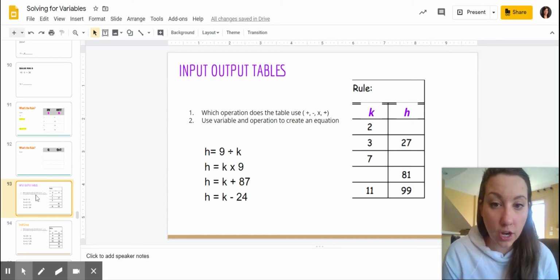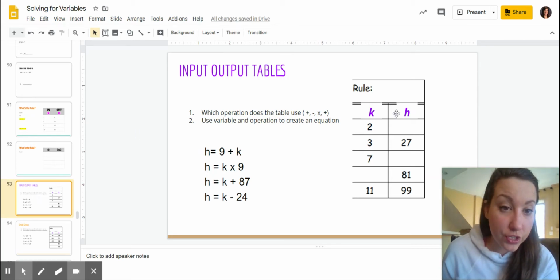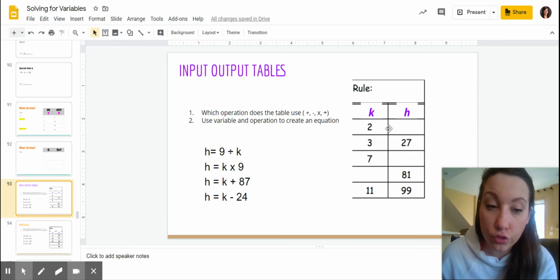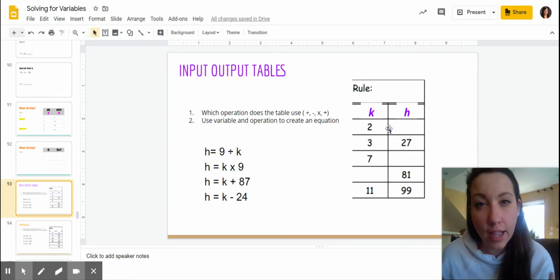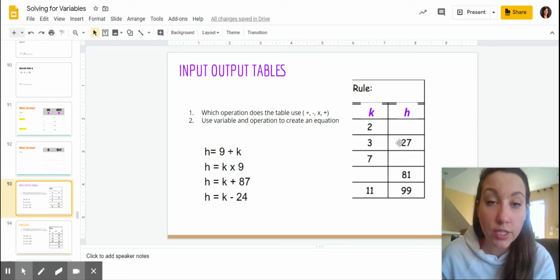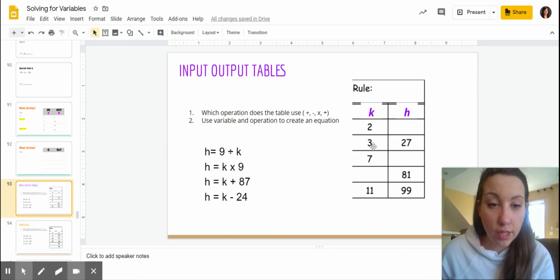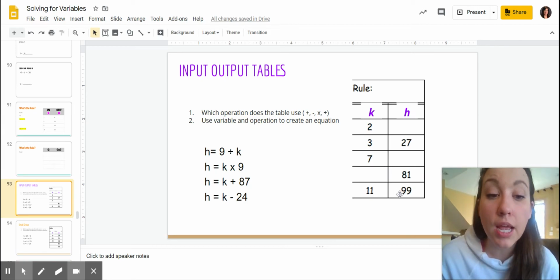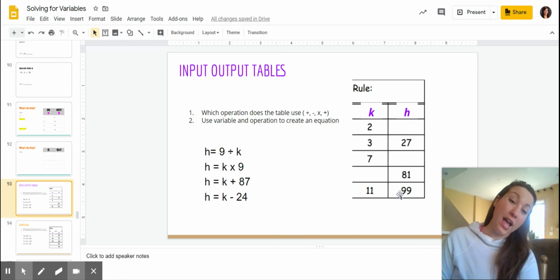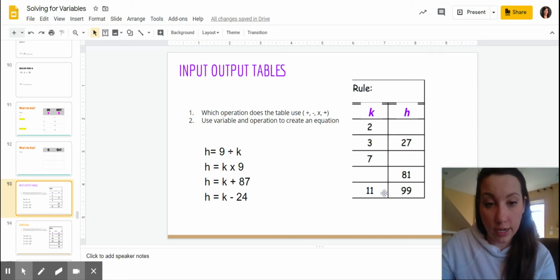Let's skip ahead and talk about looking at an input-output table and deciding which equation matches up. If you notice that first box isn't filled in, and that's a little trickier, but it doesn't matter really in the end. You can jump down to the next box and work from there. I know that 3 times 9 is 27. Now I'm going to find the next completed box all the way down at the bottom. And I know that 11 times 9 equals 99.